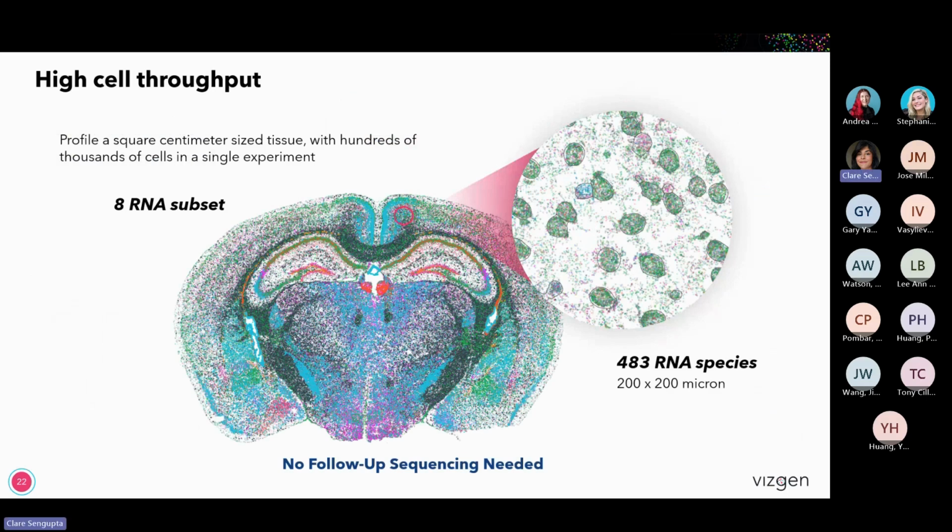And again, to highlight the throughput, we kind of touched on this when we were discussing the ability to resolve 70 times more transcripts than an array-based platform. But again, just looking at the number of RNA species present in just 200 by 200 microns of tissue as assessed by Merfish and the Merscope, this truly enables you to get the most out of your data with no follow-up sequencing needed.